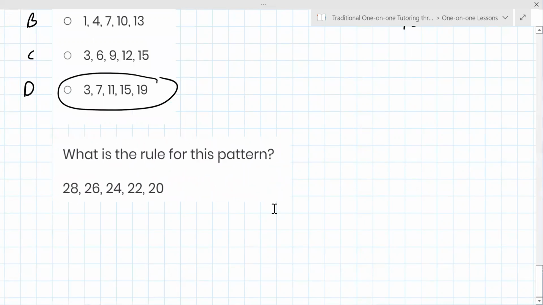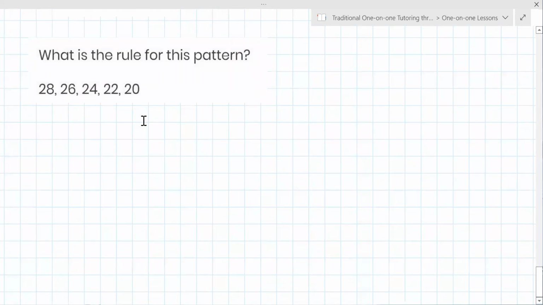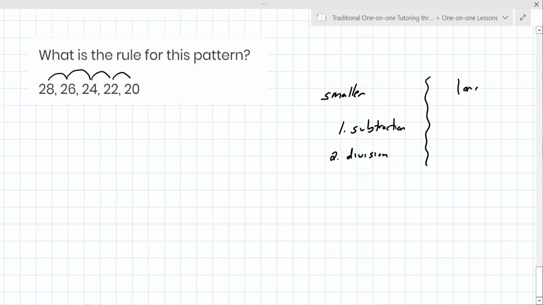Okay, what is the rule for this pattern? So let's look at this pattern here. The pattern is 28, 26, 24, 22, 20. So I notice the numbers are getting smaller. So the math operations that correspond to getting smaller would be subtraction and division. If the numbers got larger, it would either be addition or multiplication.